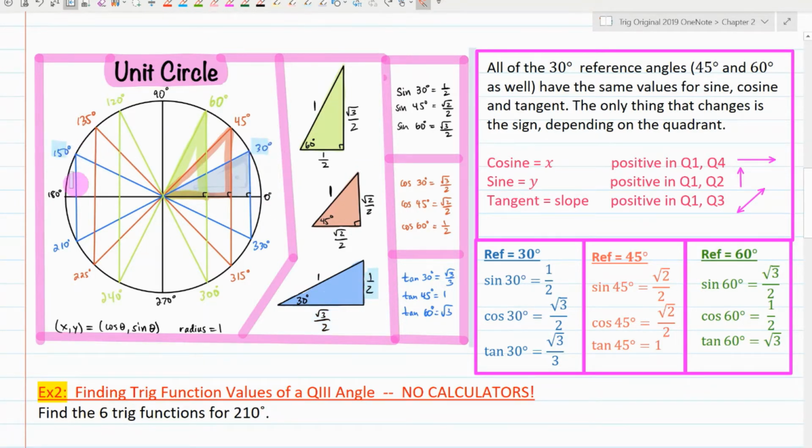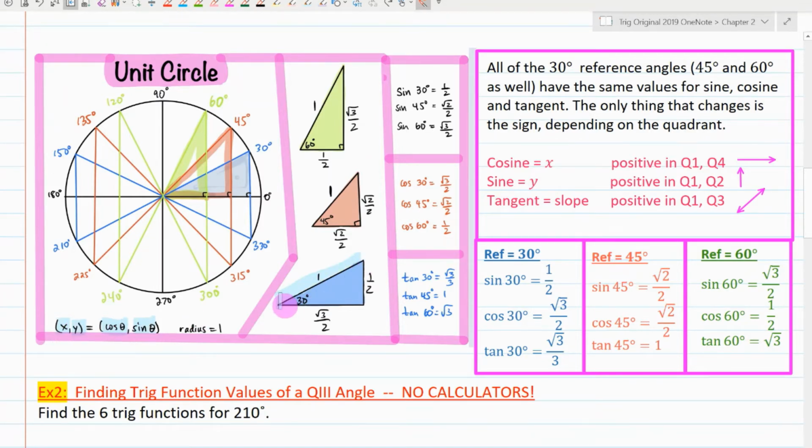Now, the only difference is whether it's going to be positive or negative. Every single 30-degree reference angle, you're going to have a long x value and a short y value. X and y correspond to cosine and sine. I know we always write sine first, but just think of it as alphabetical order. Cosine always goes with x, and sine always goes with y.